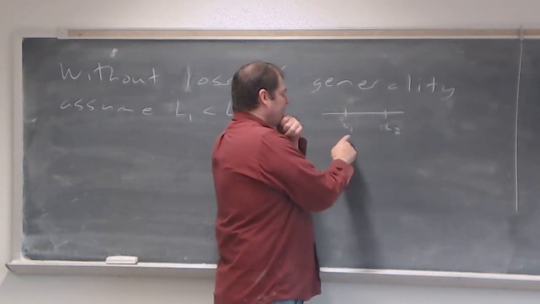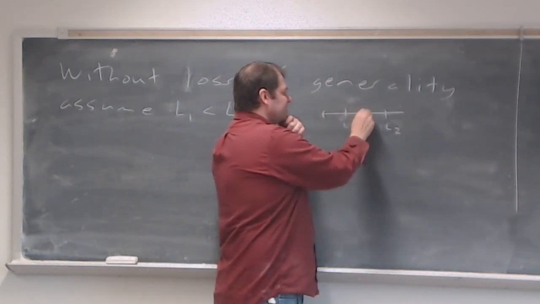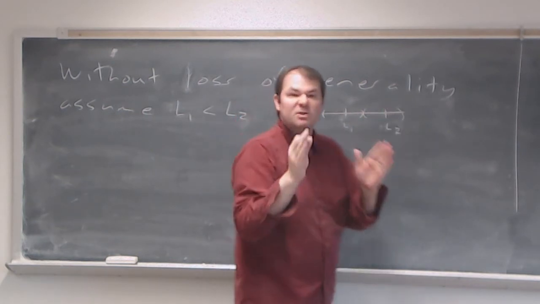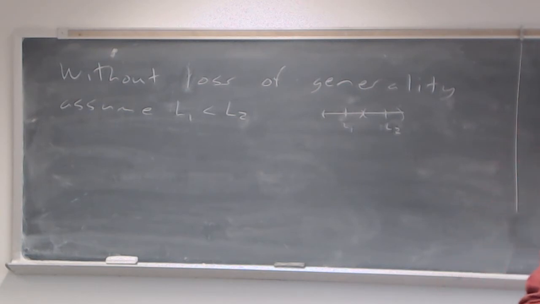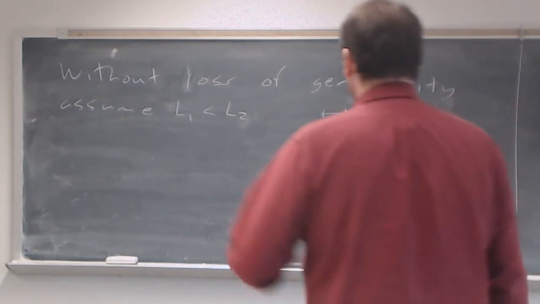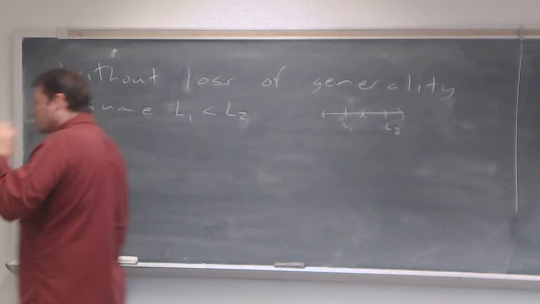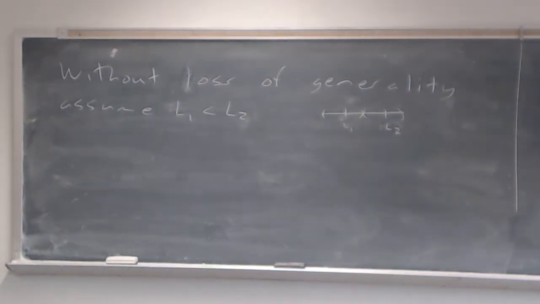So here, let's see, maybe I'd like to pick half the distance between L1 and L2. All right, between L1 and L2. So here's what I'm thinking. That's what I've got in mind. So that distance is going to be epsilon.